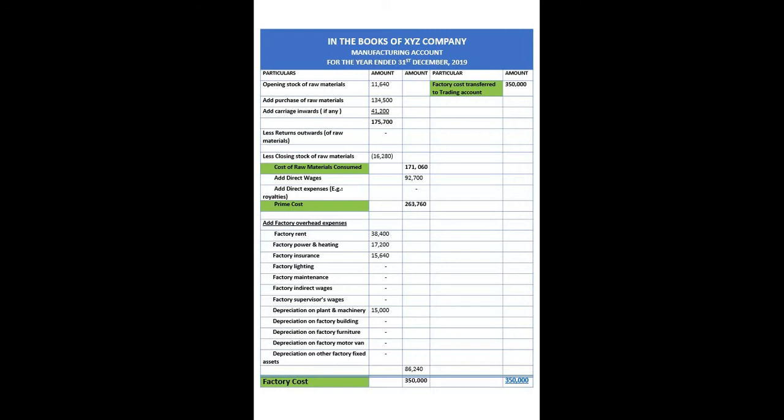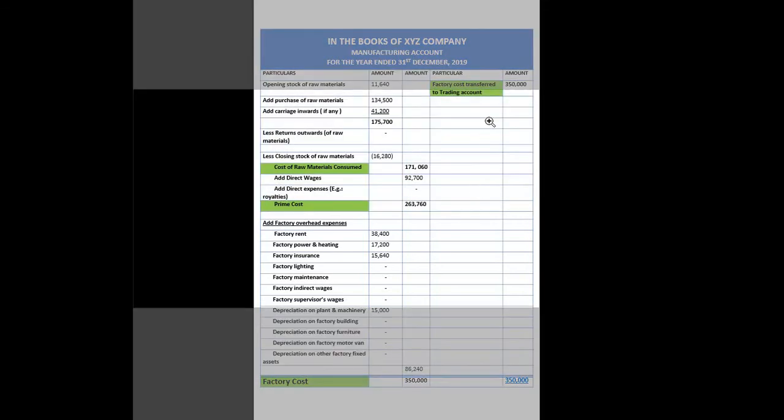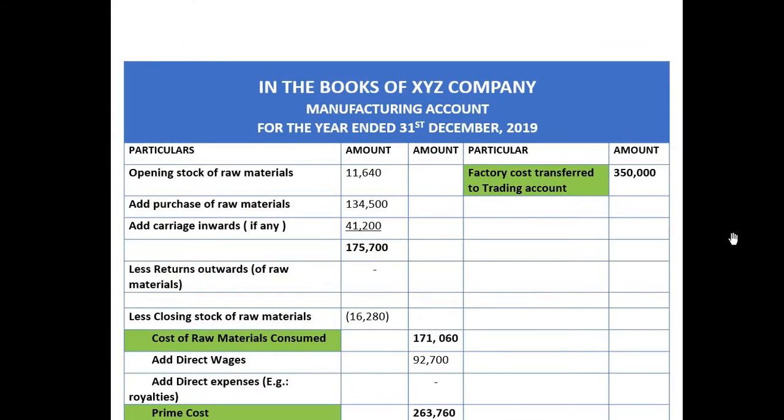Let's begin. We first start, of course, with putting the title of the account. We start with the name of the company, the type of the account, and the date. At the left hand side of the account, we start with the opening stock of raw materials, which amounted to 11,640. It's added to purchase of raw materials, amounting to 134,500.